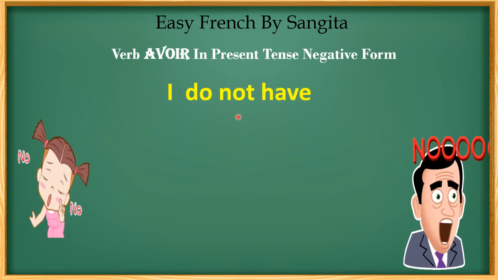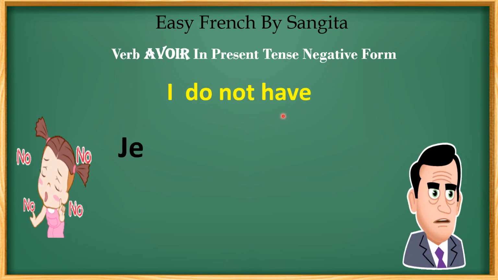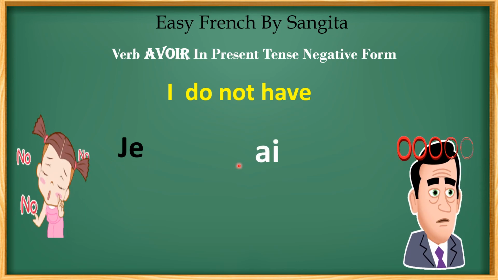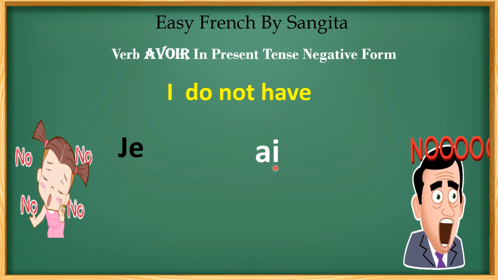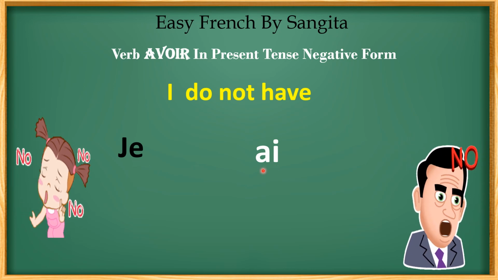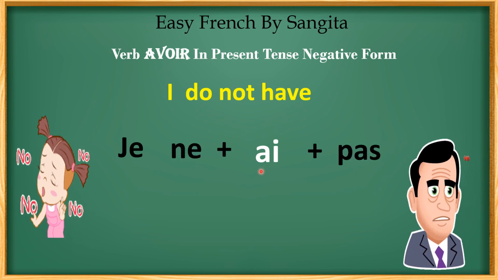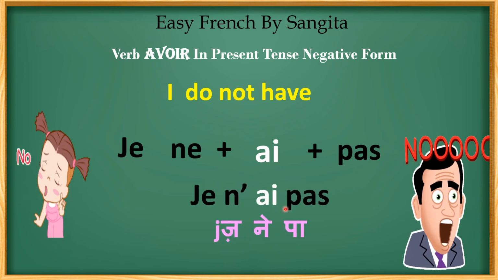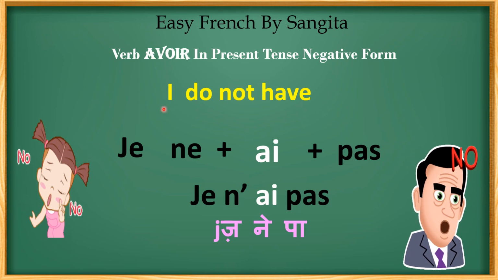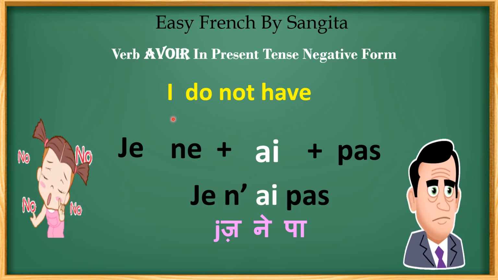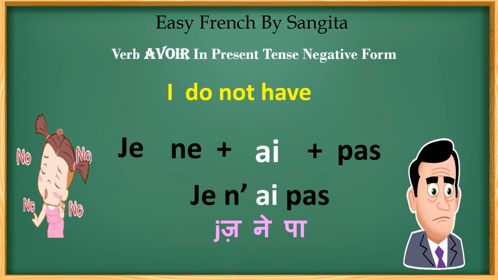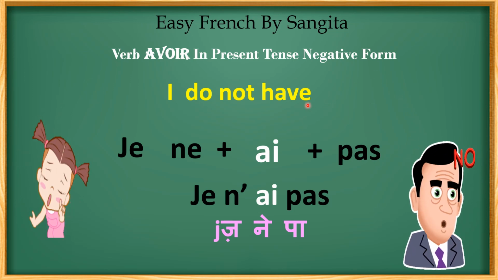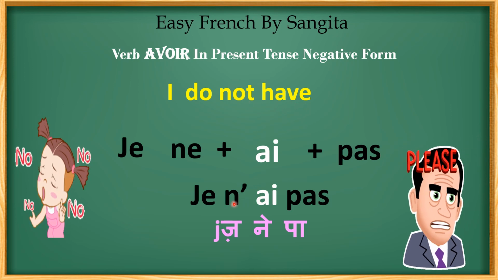So now if you want to say I do not have, je means I. So take the pronoun je, then the conjugated verb ai from avoir. So je ai means I have, then ne and pas on either side of the verb and it becomes je n'ai pas. Je n'ai pas means I do not have. Now you know that je form is used for feminine as well as for masculine, both can use je, right? And one more thing is this apostrophe.